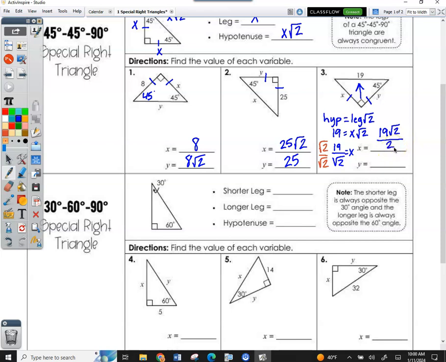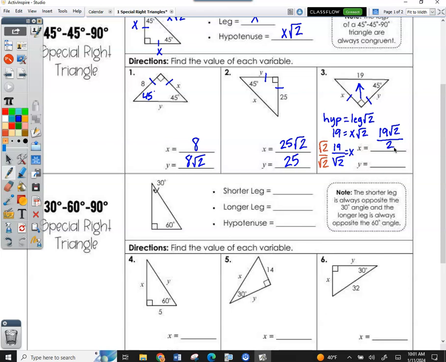Because I get root 4. The square root of 4 is 2. Now, this answer, 19 root 2 over 2, probably is uncomfortable, it's ugly, but those types of answers are what we're going to deal with the whole semester. So go ahead and start getting used to like number root over number, okay?